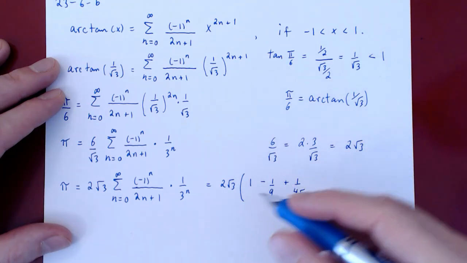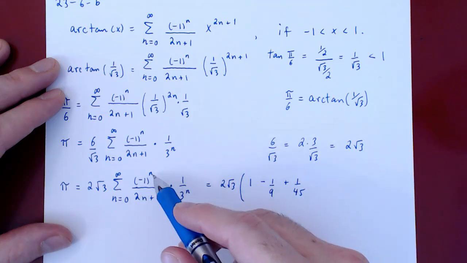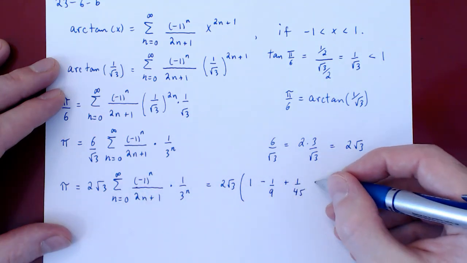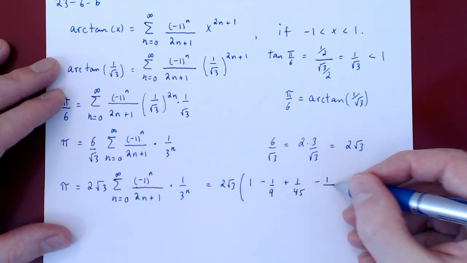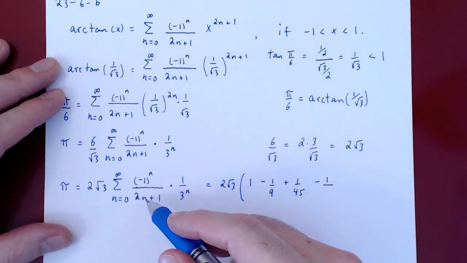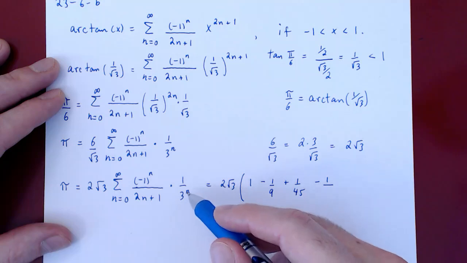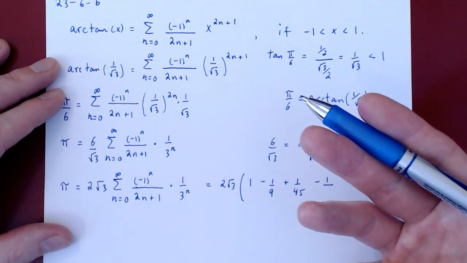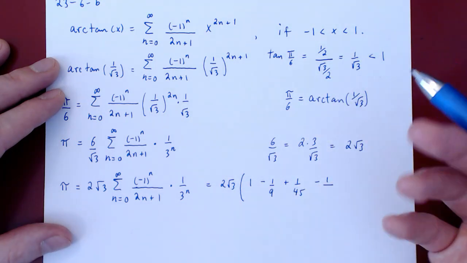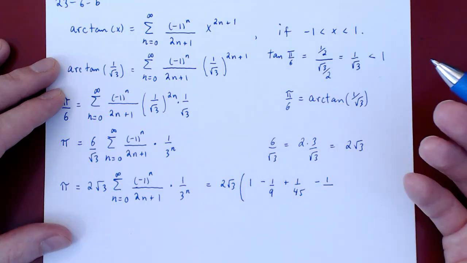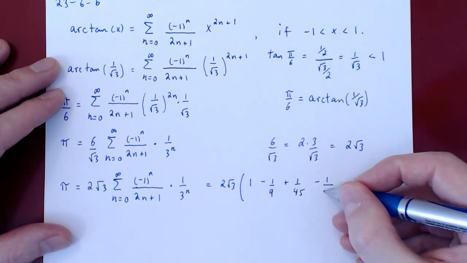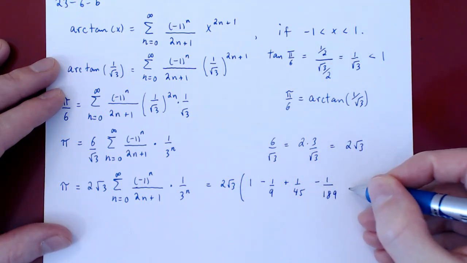Let's do one more when n is 3. Negative 1 cubed is negative 1, over 2 times 3, 6, plus 1, 7. 3 cubed is 27. 7 times 27, well 7 times 7, 49, 7 times 20, 140. So we have 189, and so forth.